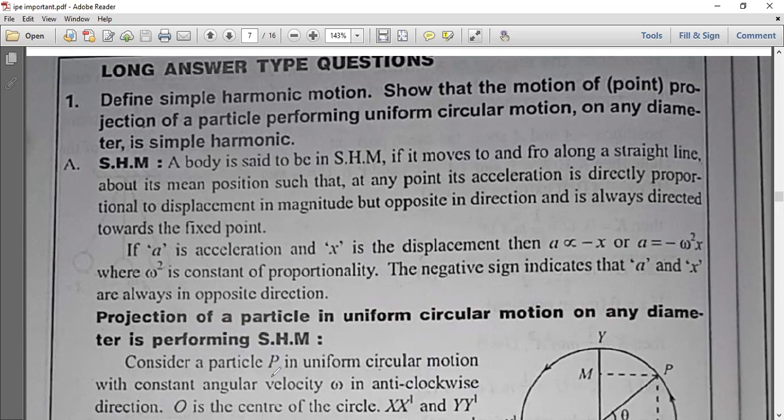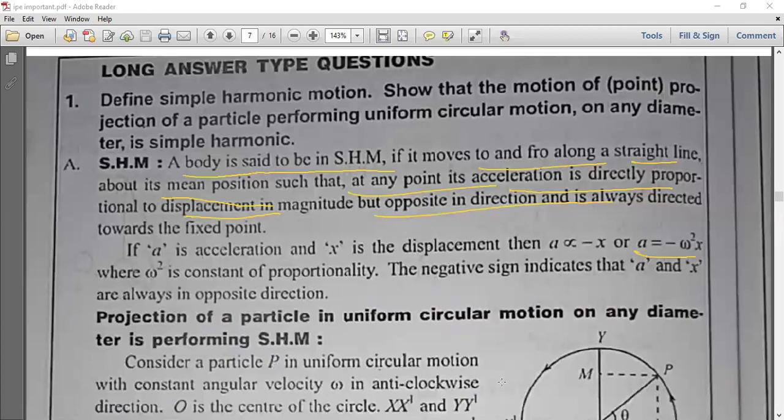So first, we have already finished this SHM. You have to write first the definition of SHM. So see, a body is said to be in SHM if it moves to and fro along a straight line about its mean position, such that at any point acceleration is directly proportional to its displacement in magnitude but opposite in direction. And this a is equal to minus omega square y or x. Write omega square x, no problem, because x is the displacement here. Already you know this, already finished in the class. Okay, definition you will write first.